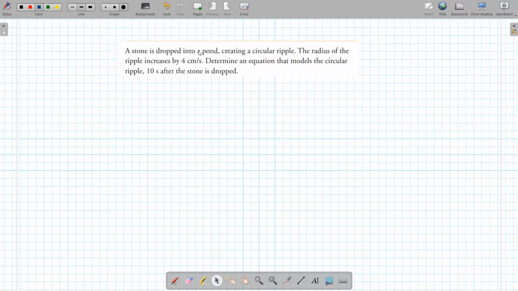So there's a stone being dropped in a pond, and it's creating a ripple. And the radius of the ripple is going up by 4 centimeters per second. It says determine an equation that models the ripple 10 seconds after the stone is dropped. All right, have you done equation of a circle?